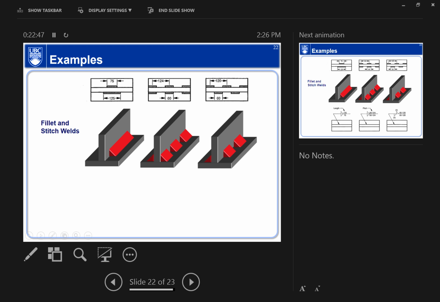So here it says 125, 75. So basically, I don't see the other side. It means I have 125 length of fillet welds here, and on the other side of the joint there should be a 75 right here, right? Same thing for this one. There is 80 and 124. 80 is the length. 124 is the interval between the two. Here's 60 and 20.